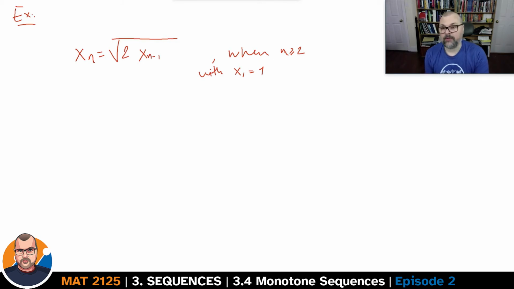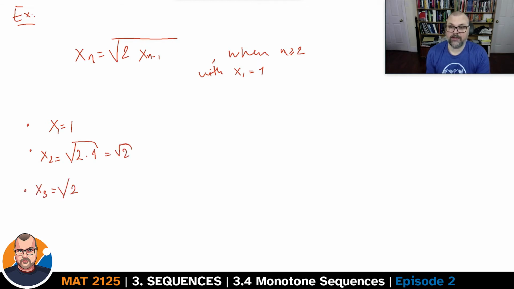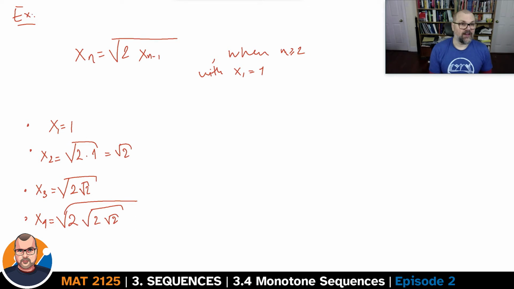We can start playing with it. We know that x1 is equal to 1. x2, by definition, would be the square root of twice x1, which in this case is the square root of 2. What would be x3? It would be the square root of twice x2, so the square root of twice the square root of 2. What would be x4? It would be the square root of twice x3, which we know to be the square root of 2 times the square root of 2. Okay, so these are my values. Does it converge? And if it converges, what is the limit?